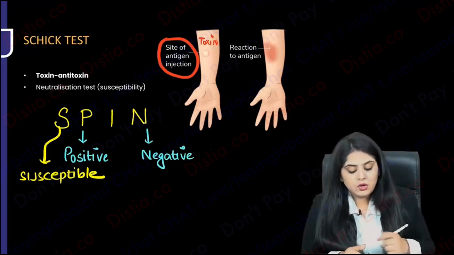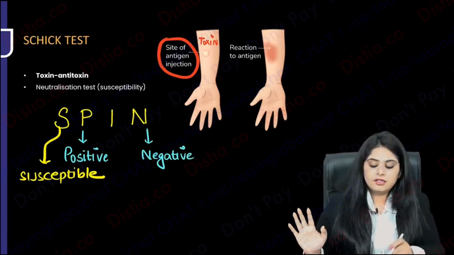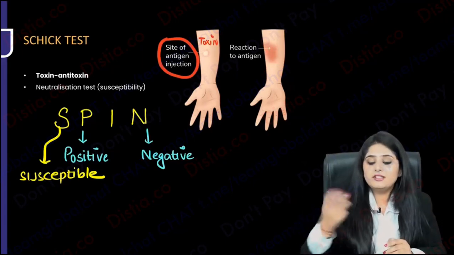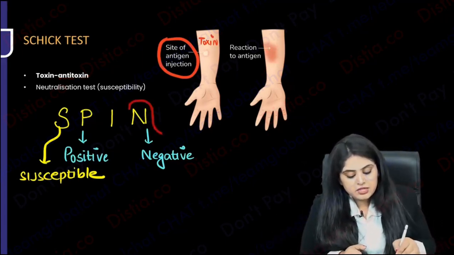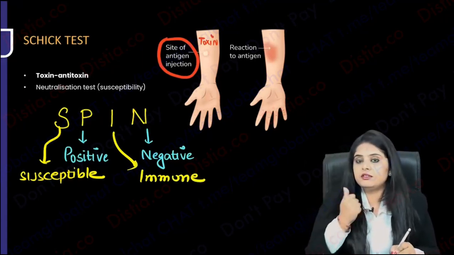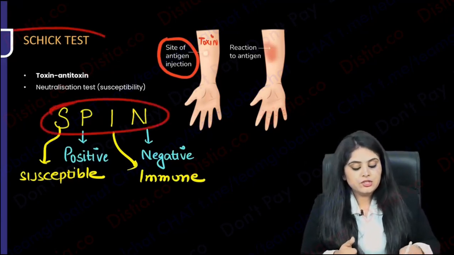On the other hand, if you had injected toxin and the patient is sitting comfortably, there is no reaction, you will say, hey, this person is immune, he has antibodies, he has an antitoxin from beforehand. So if you get a negative Schick test, this means that the person is immune. See, the concept is clear, but in the exam we need rapid answers, giving answers in 2 seconds, right? So that is what you're going to do with Schick.